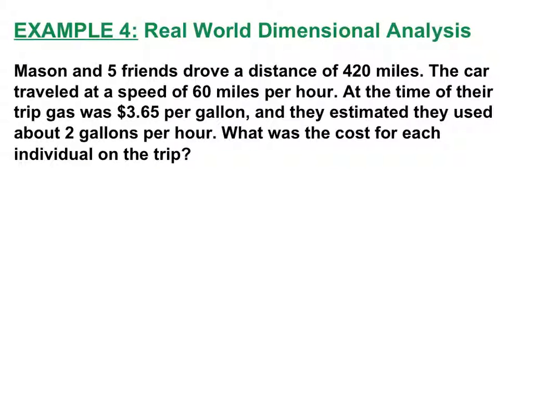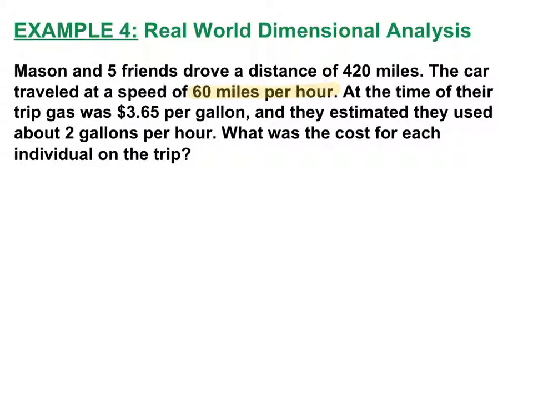So this one's a little trickier. There's quite a bit of conversion factors we have. So actually, let's highlight them. So we have 60 miles per hour. Oh, actually, let's use a better color. 60 miles per hour.